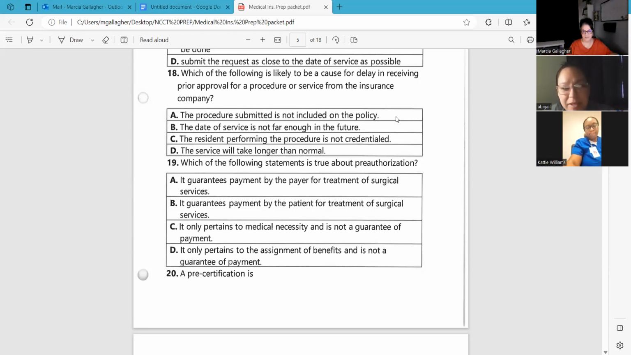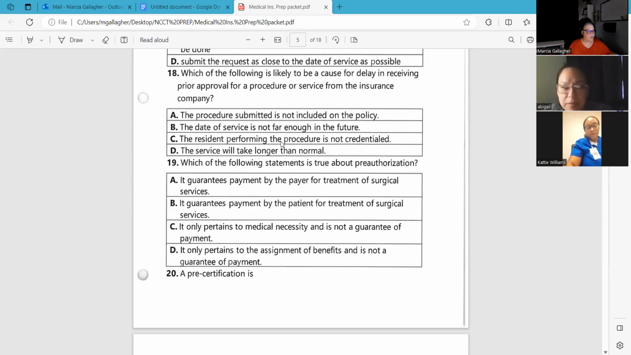That's what I was thinking, but the other ones are questionable. Yeah, the other ones are not bad answers, like they're not ridiculous or anything, but let's look at them. The date of service is not far enough in the future. You know, that wouldn't be it, because I can give an authorization right there, right? So if they call the day before, what about emergency surgeries? And stuff like that, they have to get those authorizations pretty quick. So that's not right.